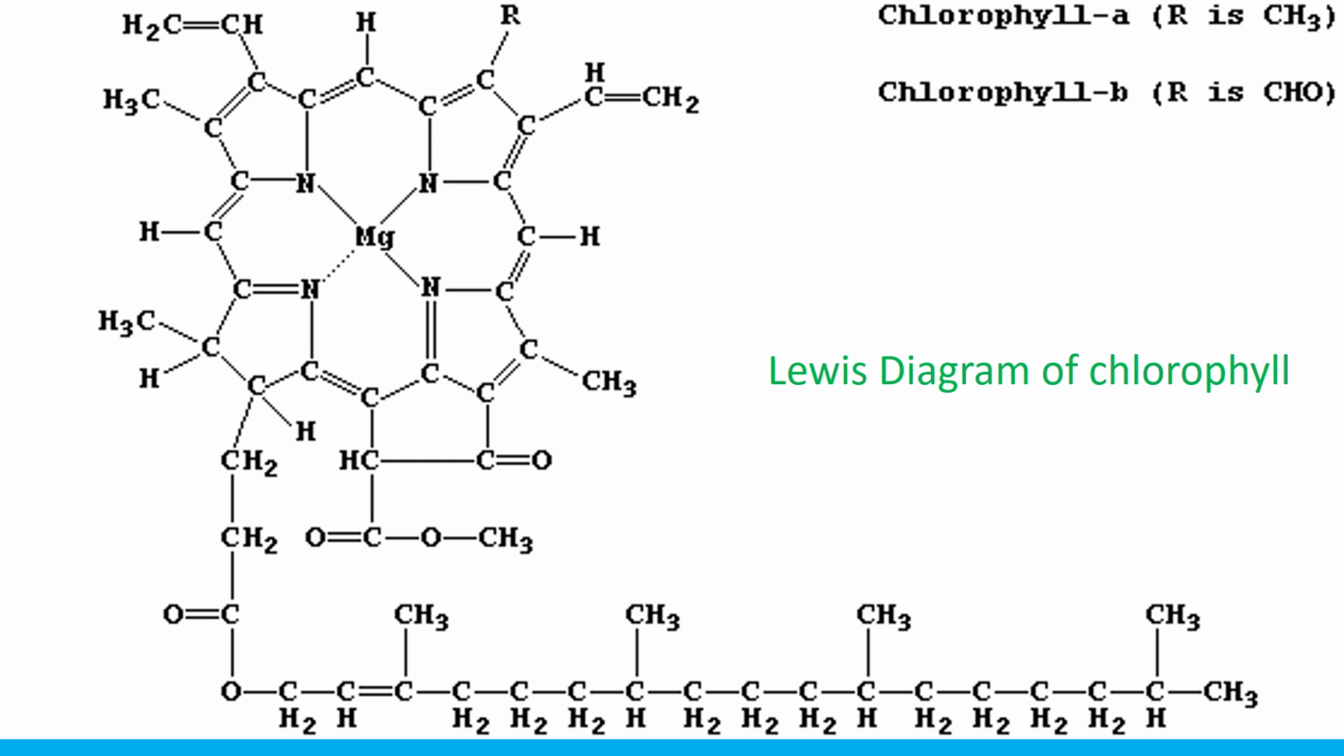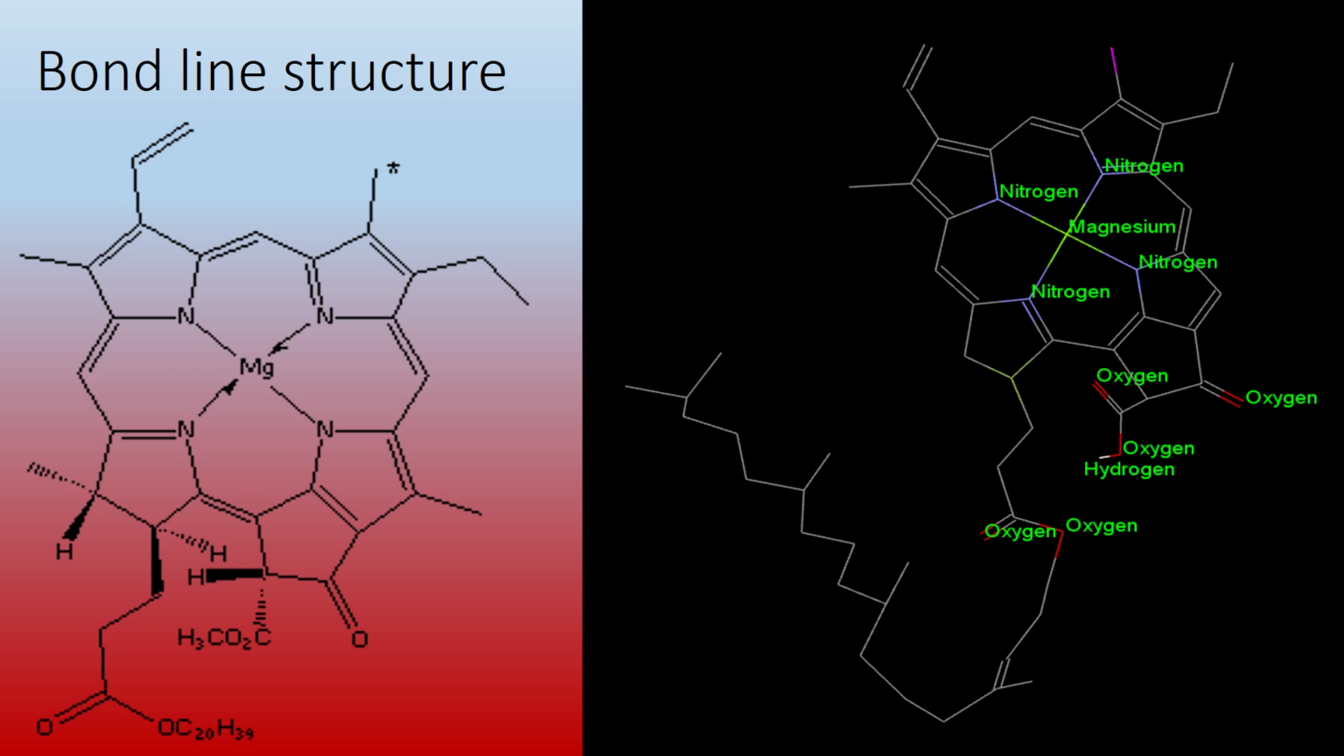This is the general Lewis diagram of chlorophyll. You can see the various structures. We'll be going more into that in a moment. This is a general bond line structure, two different representations. The one on the left is from the internet, and the one on the right I generated on a program that I downloaded from the internet.